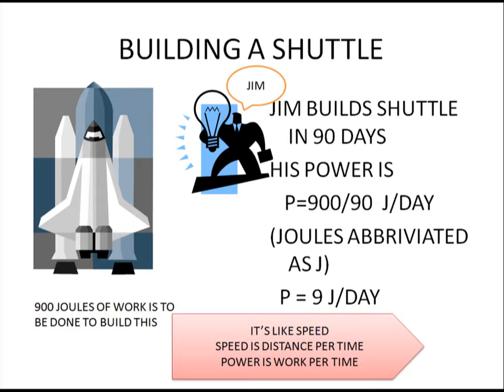So it's pretty much similar to what speed is. Speed is distance per unit time, how far you go in a minute or in a second or in a day. And power is how much work do you do in a day or in an hour.